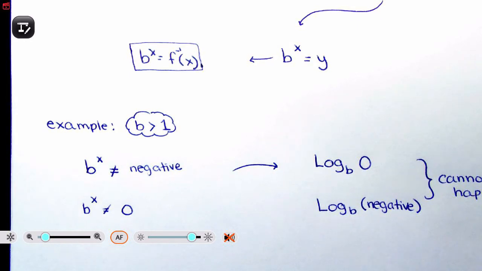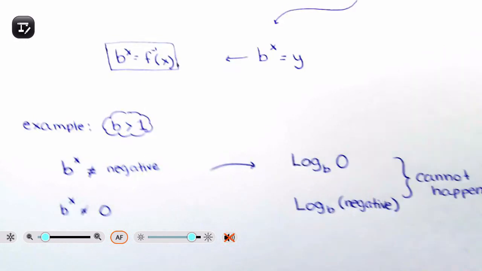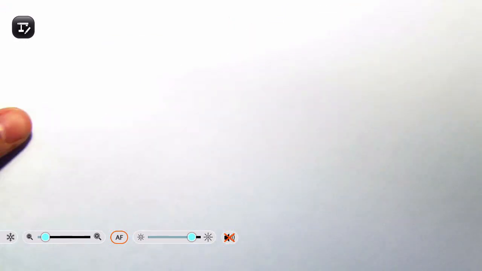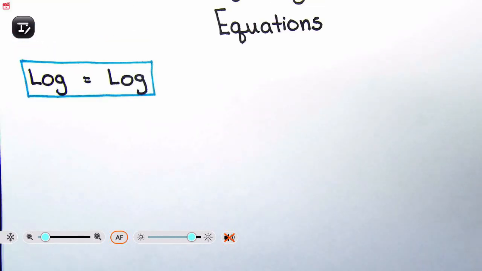So knowing these two things, we're going to go back to solving equations because we're going to talk about extraneous solutions. Extraneous solutions are solutions that we get when we solve things. However, in reality, they don't actually work. So let's talk about log equals log. We're going to give you some steps.